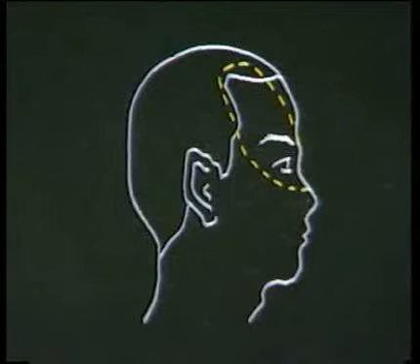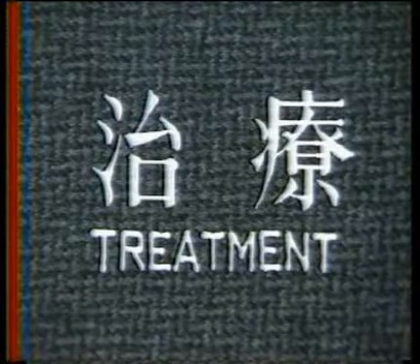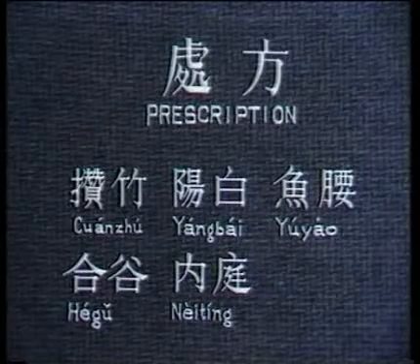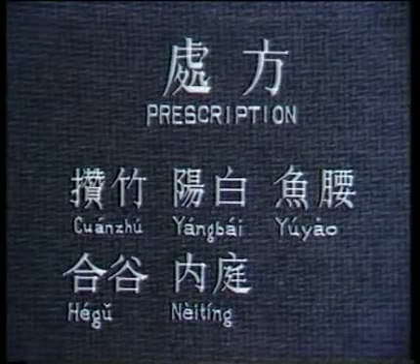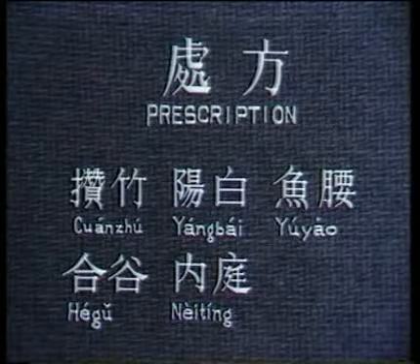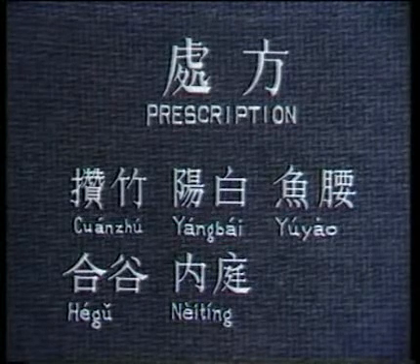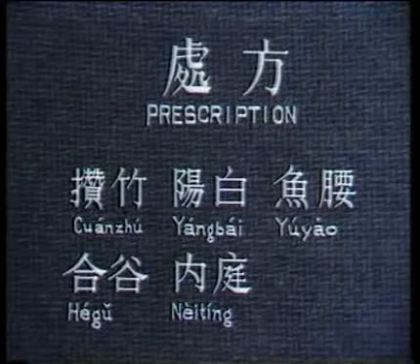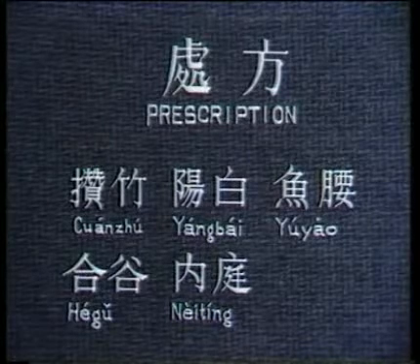Supraorbital pain is a severe and paroxysmal pain of the first branch of the trigeminal nerve. For treatment, points Cuan Zhu, bladder 2, Yang Bai, gallbladder 14, Yu Yao, extra point, Hegu, large intestine 4, and Neiting, stomach 44, of the affected side, are needled with a twirling and reducing method to dispel wind and heat.